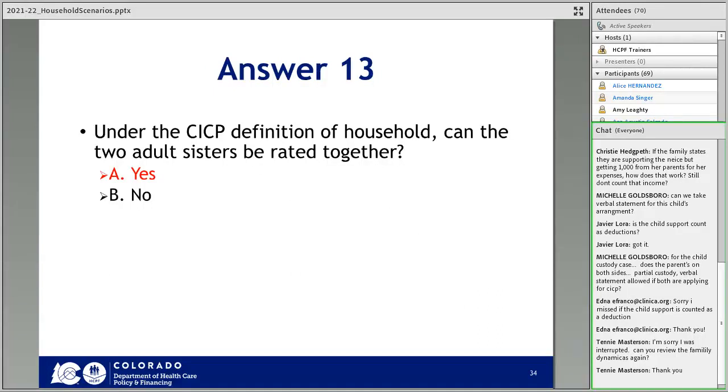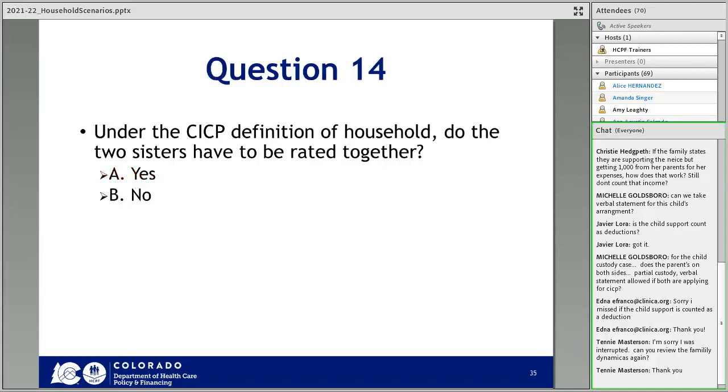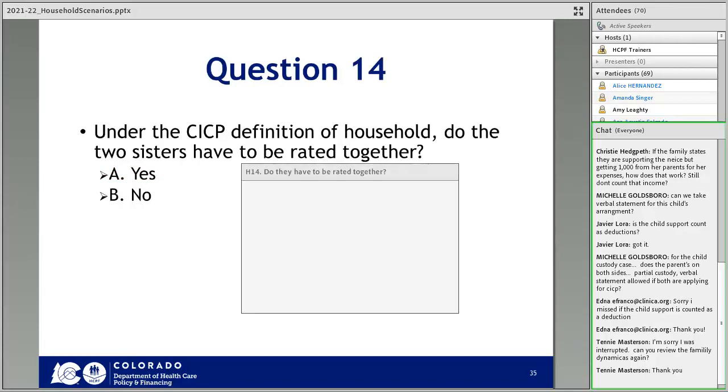All right, so under the CICP definition of household, the 2 adult sisters can be rated together if they want to be rated together. So 14, do they have to be rated together?